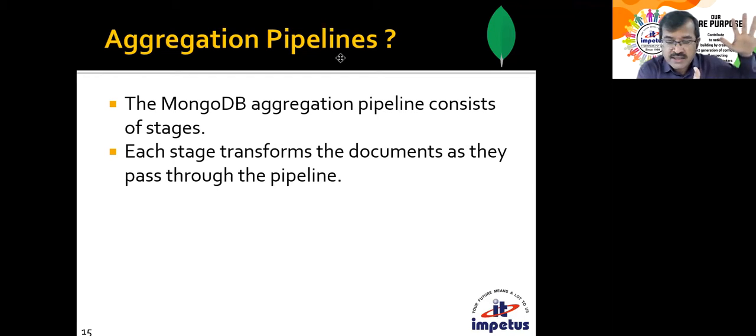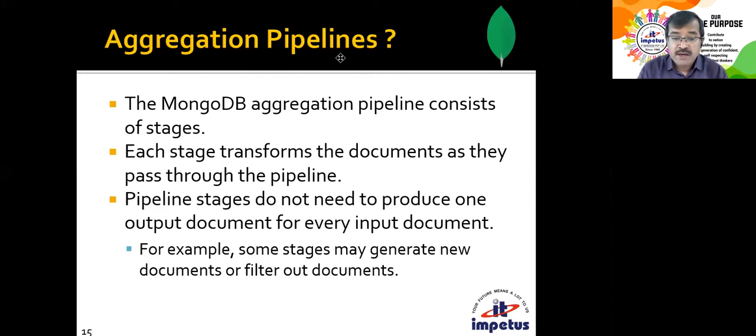So you had a huge data that goes into the pipeline. At every stage there are some changes that happen. Then the next stage, and then you will get the required result that you would like to have. Pipeline stages do not need to produce one output document for every input document. For example, some stages may generate new documents or filter out documents as well. It is not like whatever document we send, that itself has to get changed. That can be the case. Or you send one document and you get another document, and that is sent to the next stage, you get another document, and through that pipeline those new documents keep flowing, and at the end you will get what you really wanted to have.